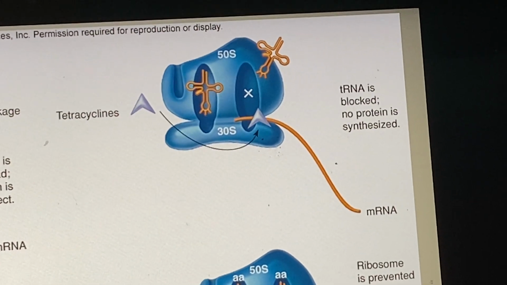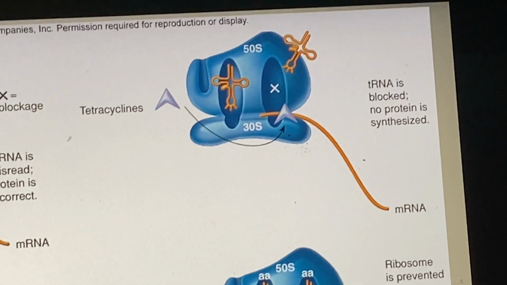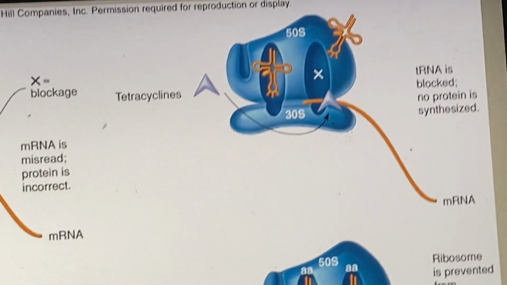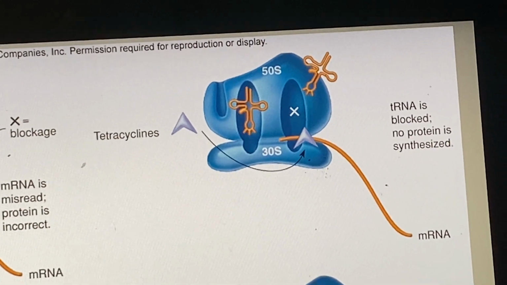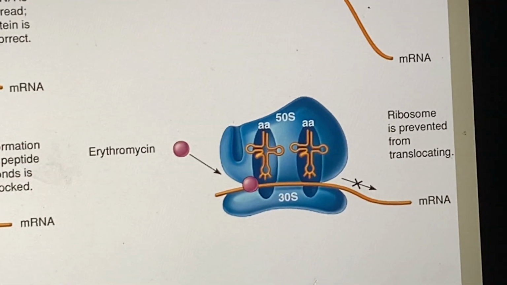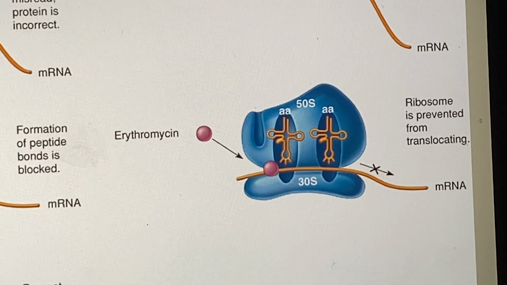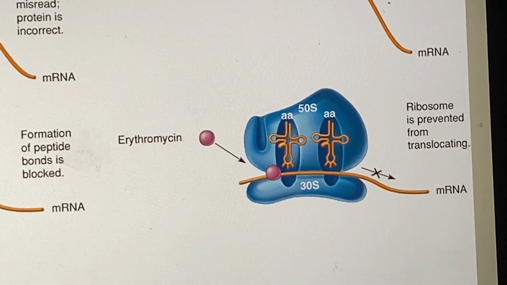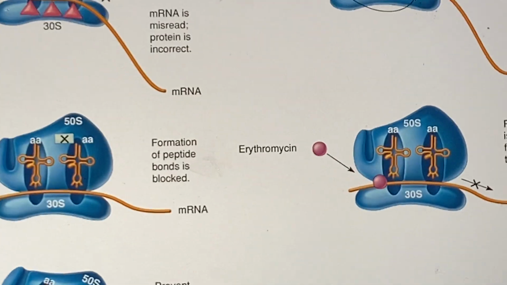Tetracyclines, what they do is basically sit on the messenger RNA. So it's right here. And then the ribosome can't move to the next codon. It's basically stuck right there. Erythromycin does basically the same thing. It sits its big hiney down on the messenger RNA. The ribosome keeps bumping into it, and it can't read the messenger RNA.